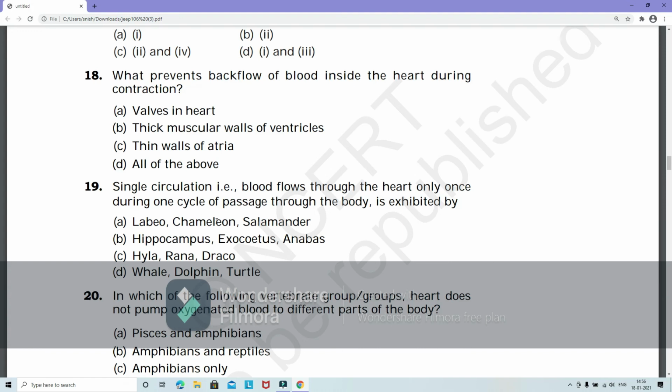In the case of the first one, chameleon is a reptile and salamander is an amphibian. So they'll have a three-chambered heart, because of which you can expect a little bit of double circulation. In the third one, all are amphibians actually. Hyla, Rana and Draco are all amphibians, because of which we can expect partial double circulation. Finally, the turtle over here is a reptile, and because of which we'll have double circulation. So again, there's no single circulation over here.